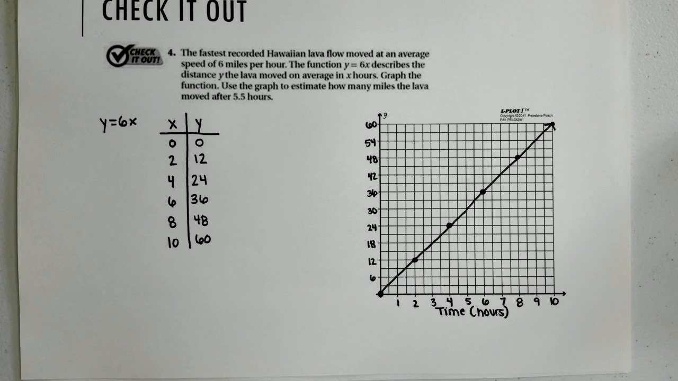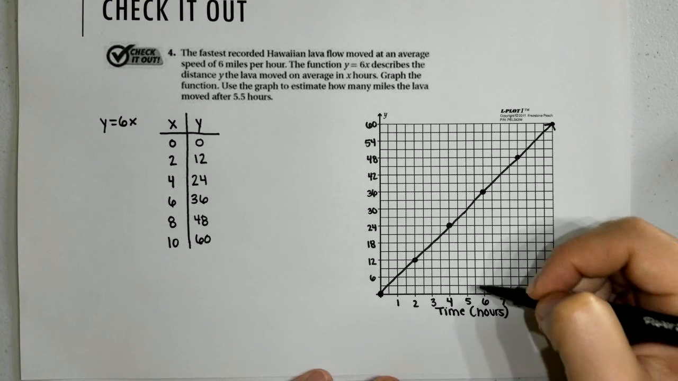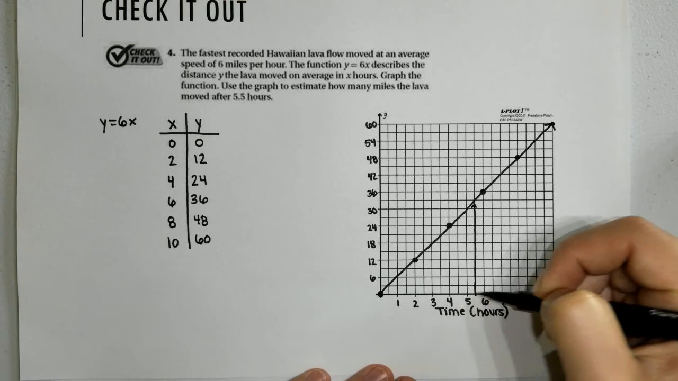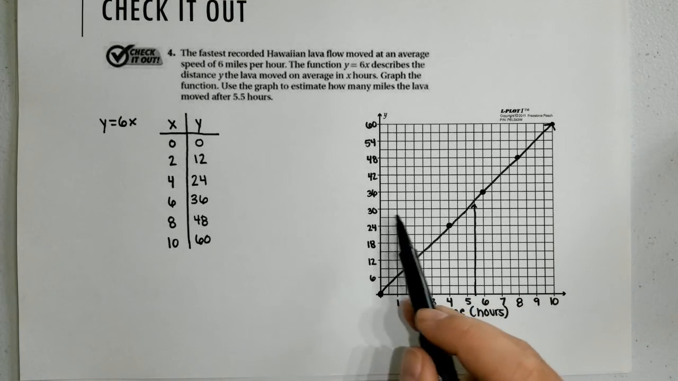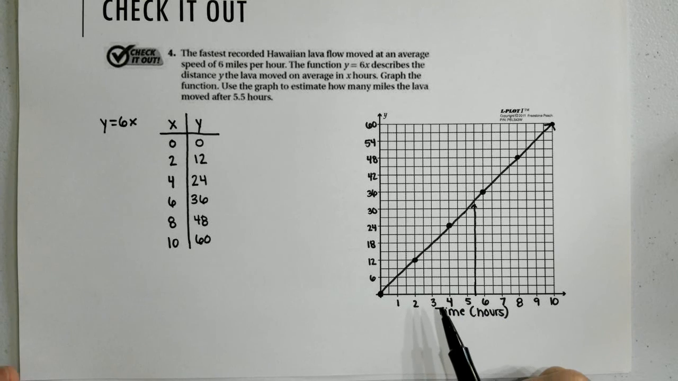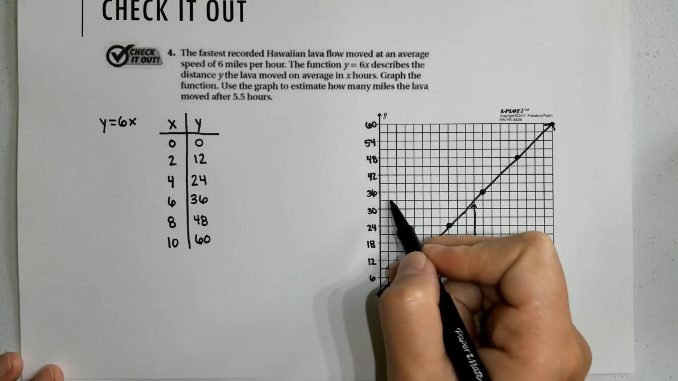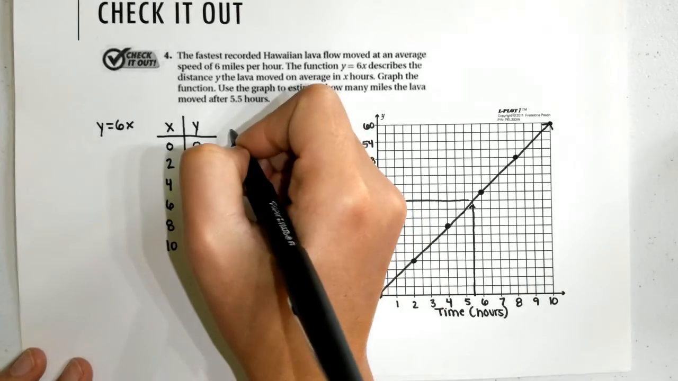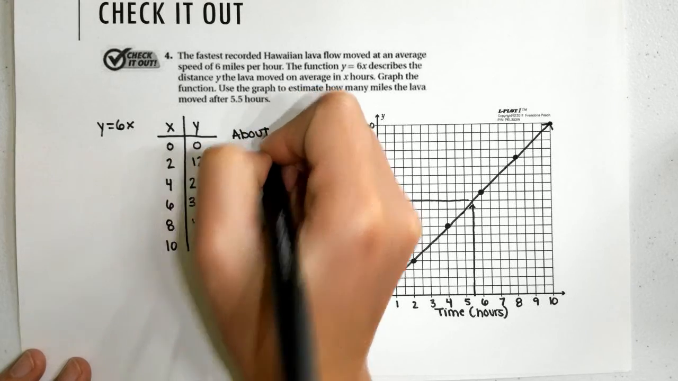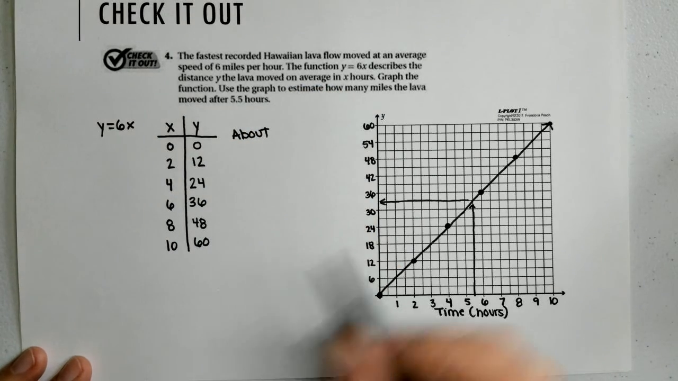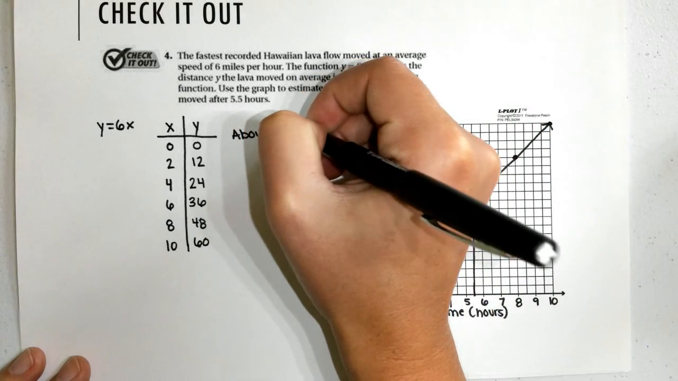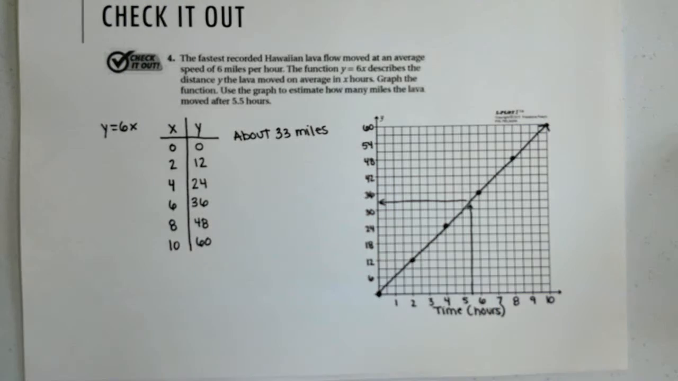So here, I need to estimate 5.5 hours. So 5.5 hours would be about here on our graph. Okay, and then I would go over to my y-axis. And that would be about right in here. So I would say about 33. Yeah, so in between 30 and 36, so about 33 miles would be a good estimate there.